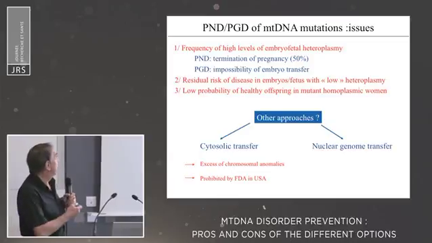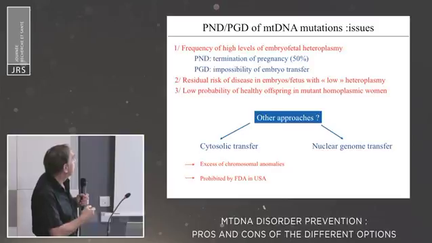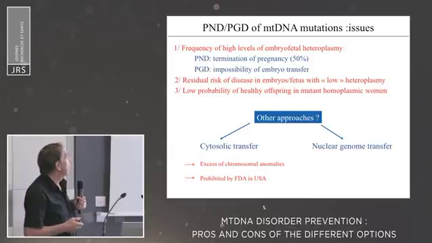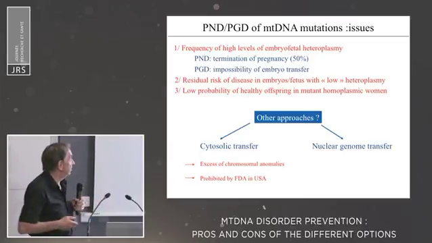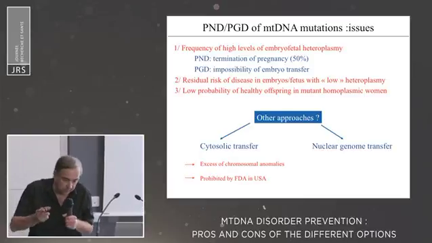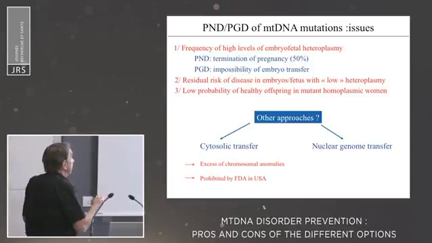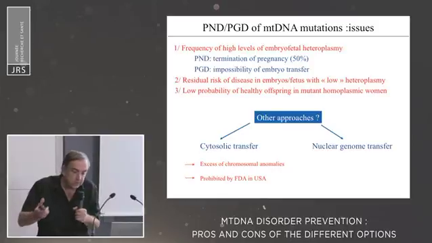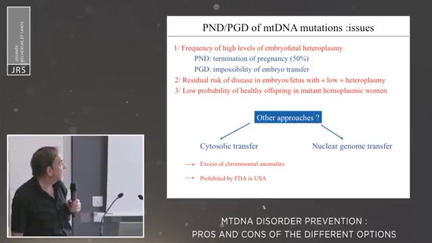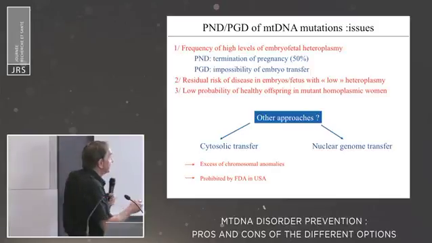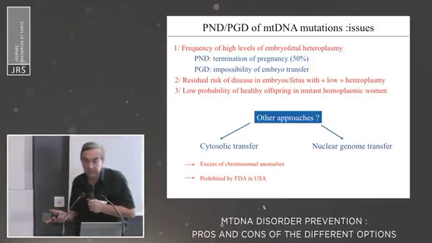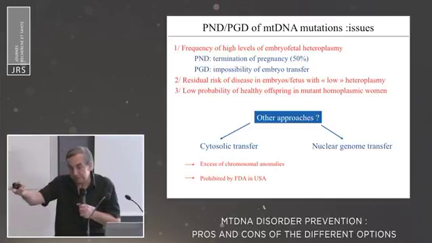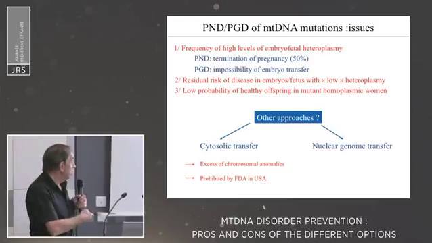The most frequent is the frequency of high levels of embryo-fetal heteroplasmy that usually result in termination of pregnancy or the impossibility of embryo reimplantation. There is also a residual risk of developing a disease in children with a low level of heteroplasmy, and especially in mutant homoplasmic women, the probability of having a healthy child is very low. So other approaches have recently emerged.